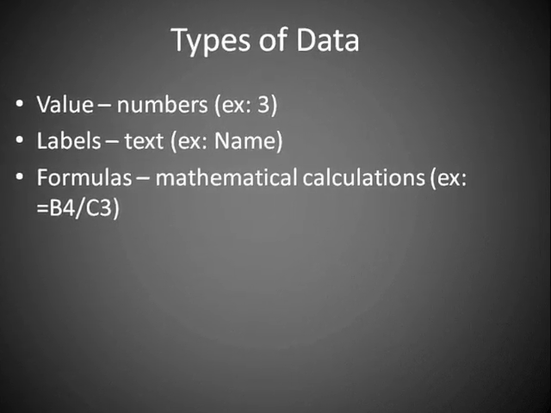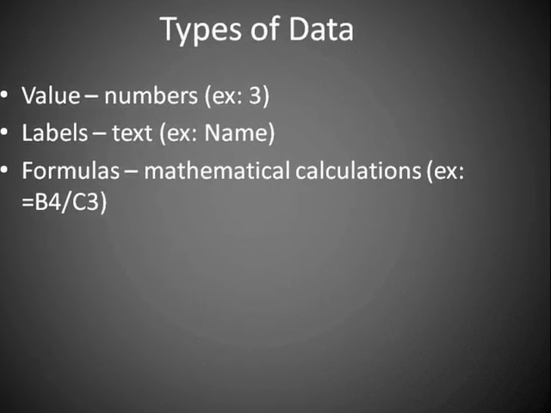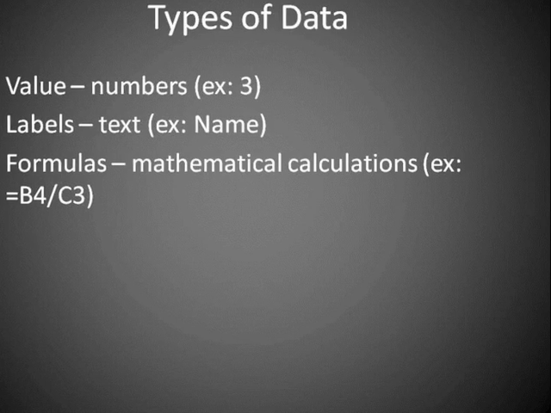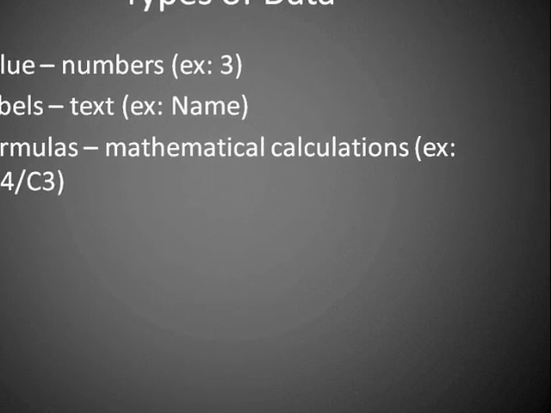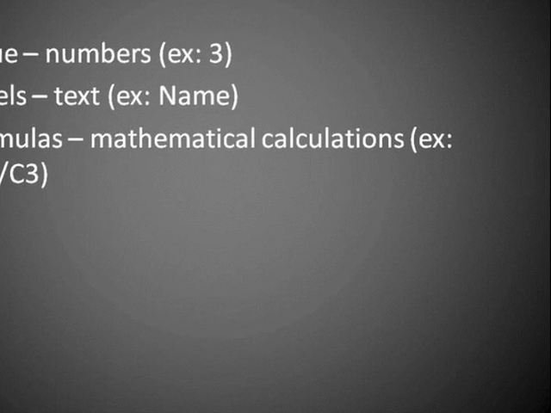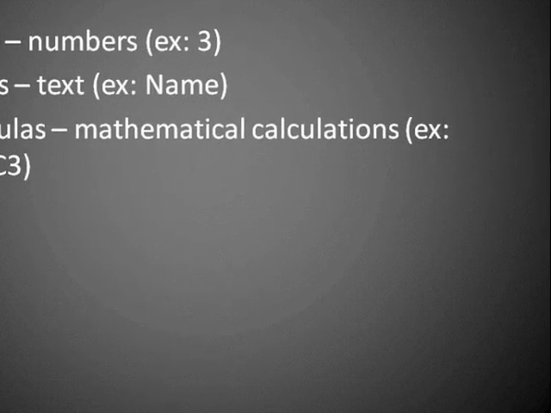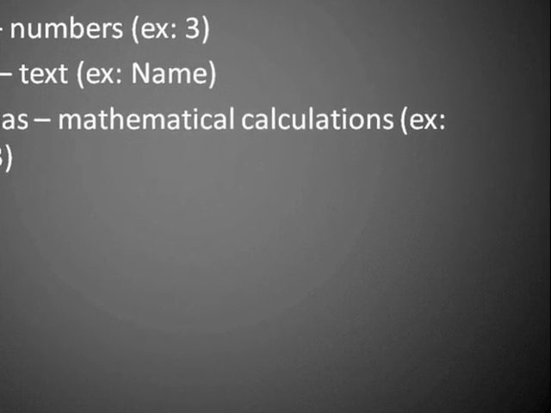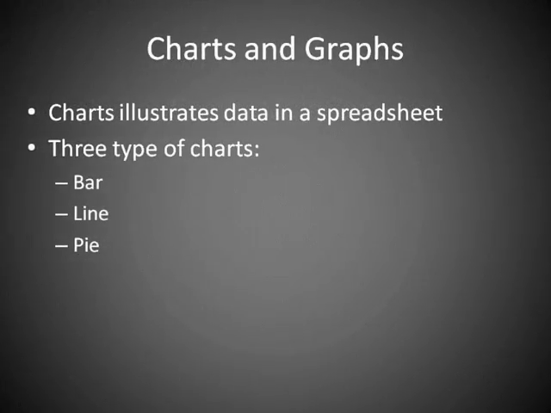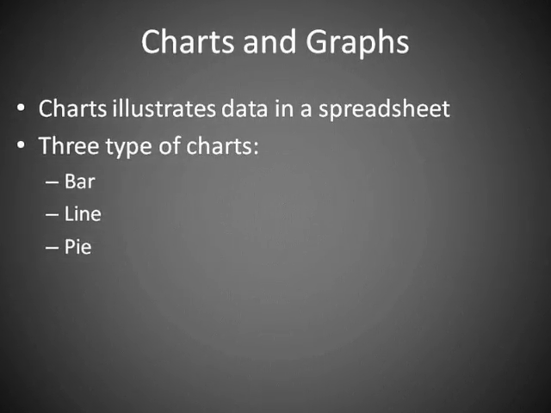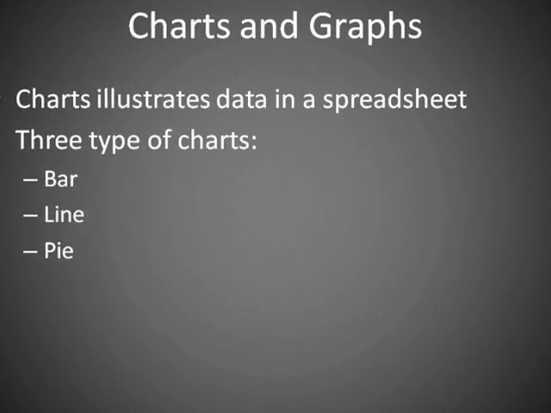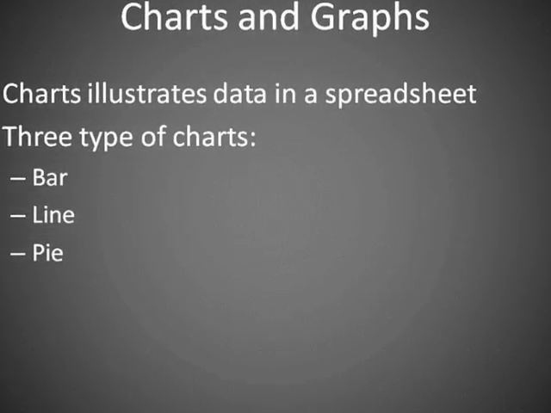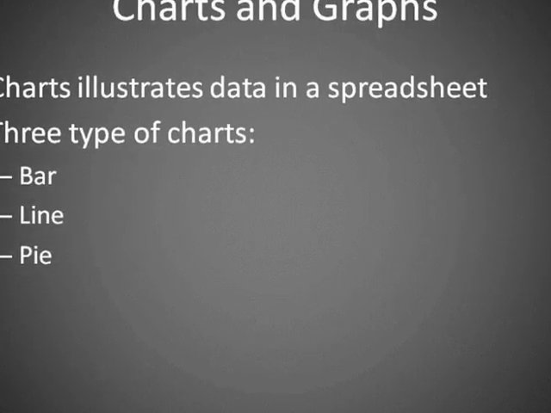Now, as you're inputting data into a spreadsheet, there are three types of data you can use. Values, which are numbers; labels, which is text, which can include numbers sometimes; and then you have formulas, which are mathematical calculations. The examples are seen next to each one. Now, charts and graphs. Charts are used to illustrate the data in a spreadsheet. There are three types of charts we will deal with, which are bar, line, and pie.